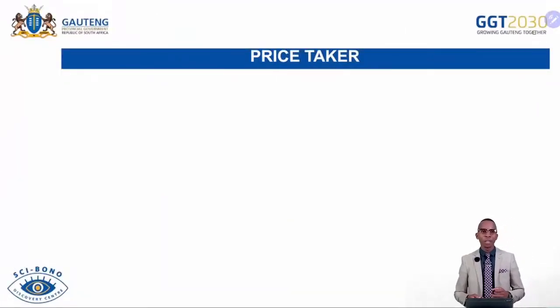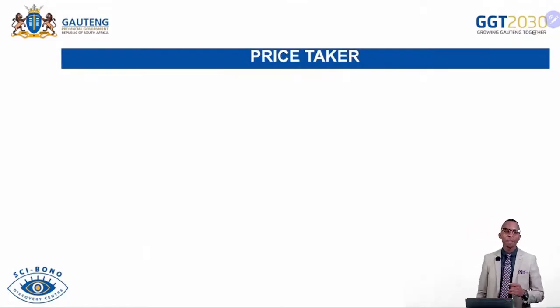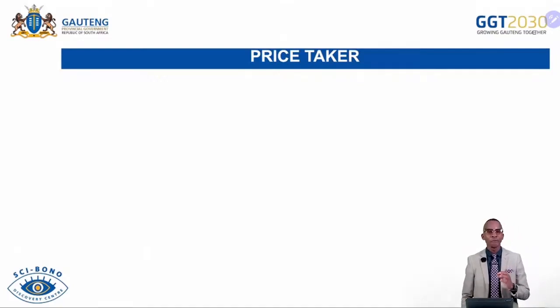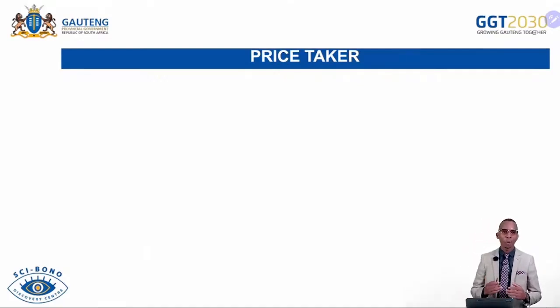Also, the individual firm here is a price taker. No individual firm under the perfect market can influence the price. The selling price is determined by market forces, by the interaction of demand and supply within the market or within the industry. The firm is regarded as a price taker. It takes the price that has been set by the industry.